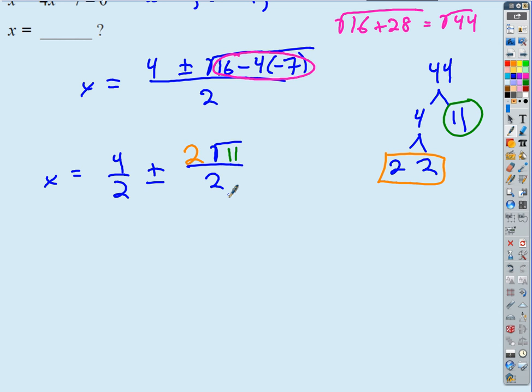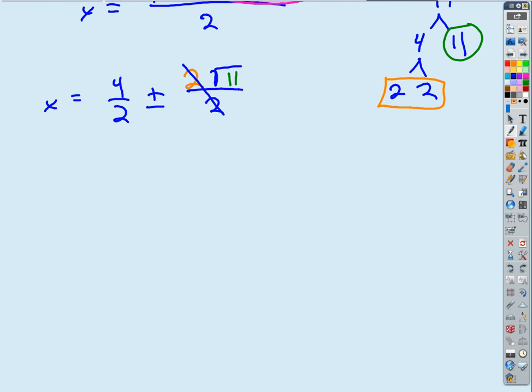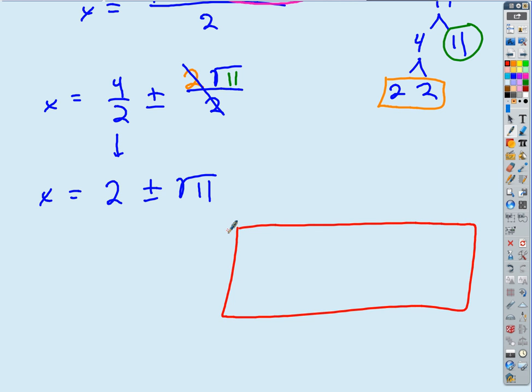2 over 2 simplifies, 1 over 1. And so we end up with x equals 2 plus or minus square root of 11, right? So in Moodle, how would I enter that? 2 plus the square root of 11, comma, 2 minus square root of 11. There you go, right? Okay.